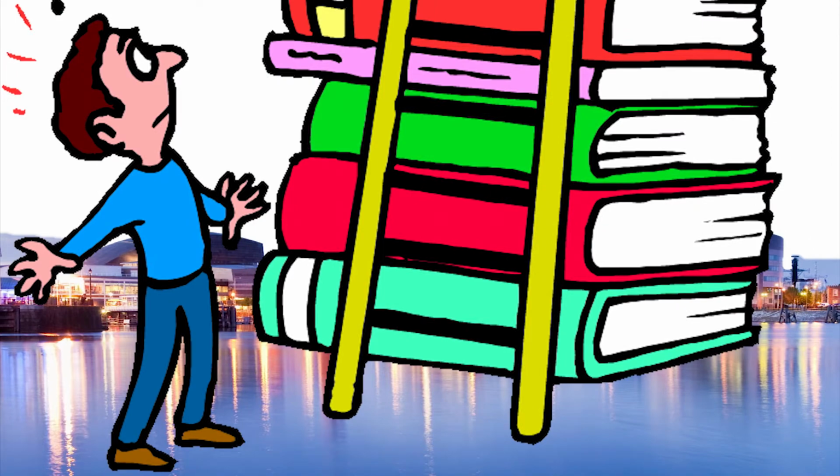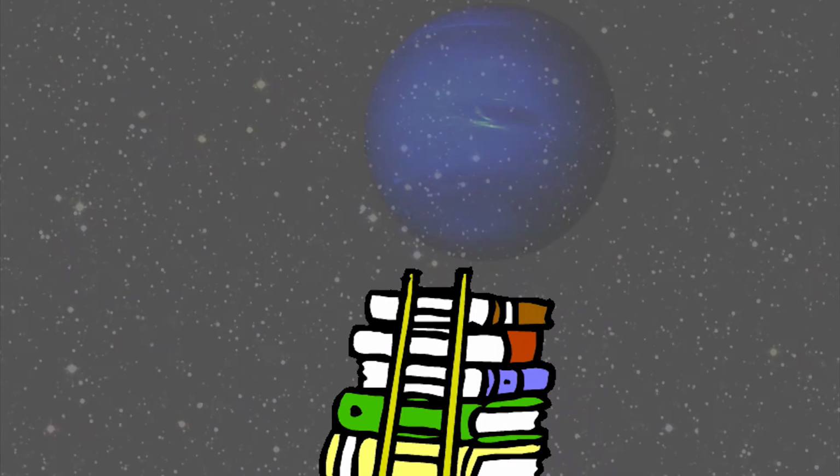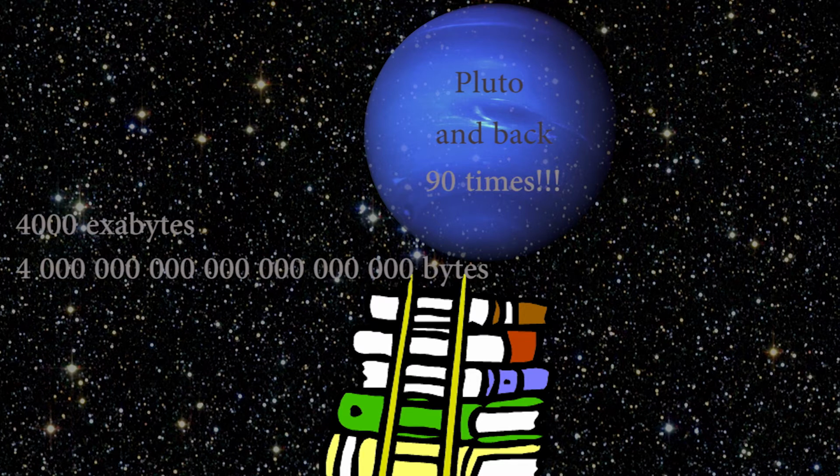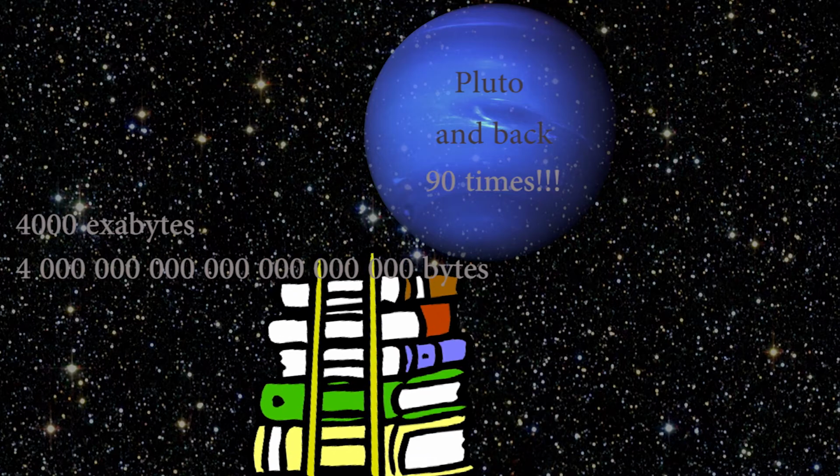It has been claimed that if all of the information on the Internet were published in books, it could be piled up to a column that would reach to Pluto and back 90 times. There's over 4,000 exabytes of data and growing all the time. But it's not just stored data, it's real-time data, living details that change as it happens.